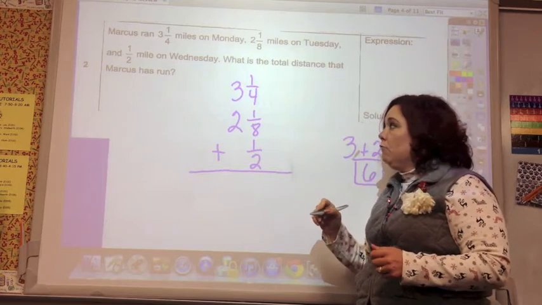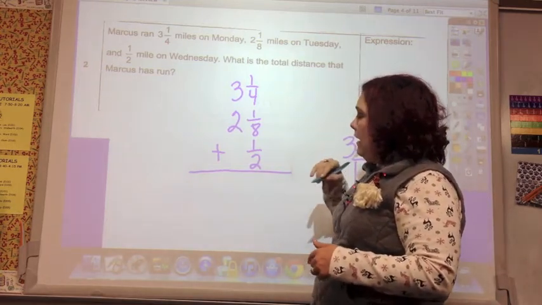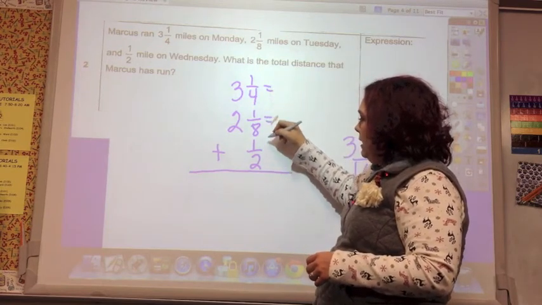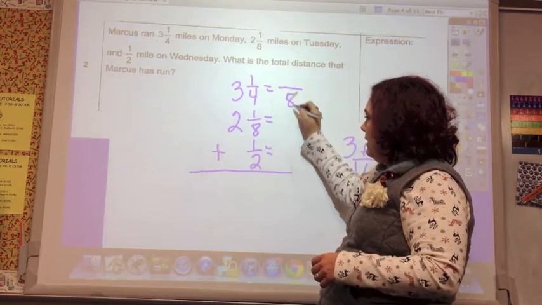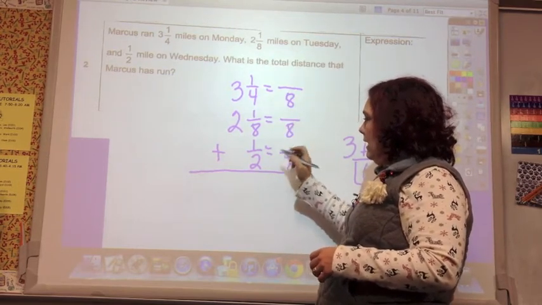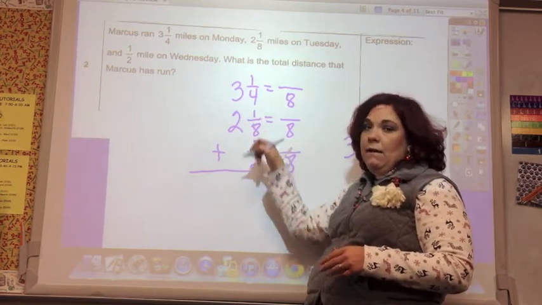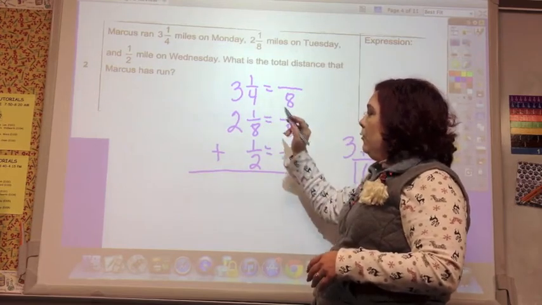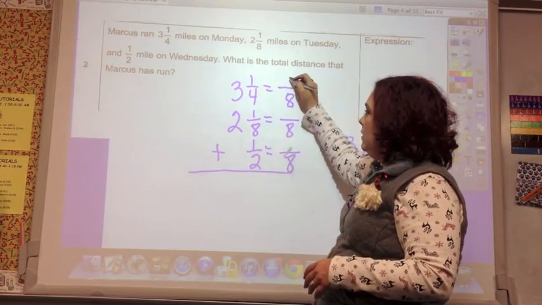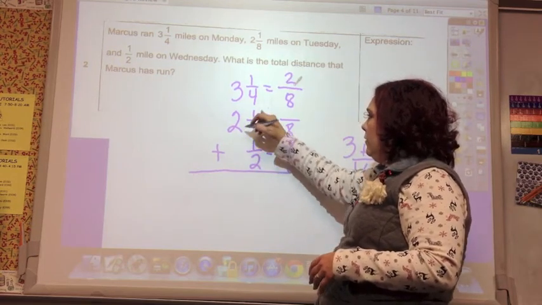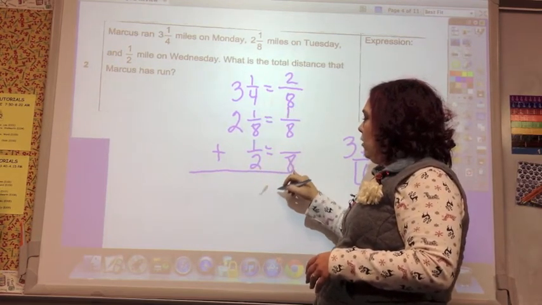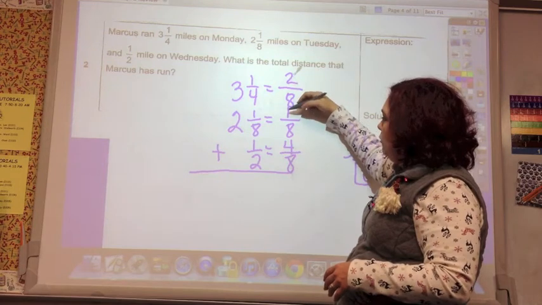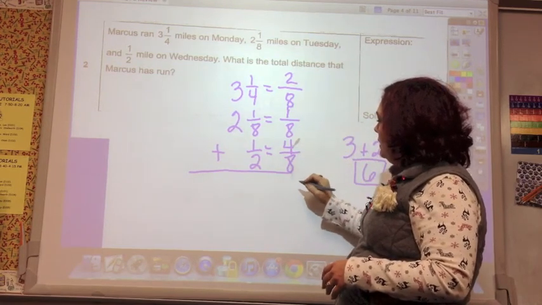Let's find out how far he really ran. So I've got to look at a least common denominator of 2, 8 and 4. And my LCM of 2, 8 and 4 is 8. It can't be less than any of the denominators I have. It has to be equal to or greater than. So now I'm going to make equivalents. 4 times 2 is 8. 1 times 2 is 2. 8 times 1 is 8. 1 times 1 is 1. 2 times 4 is 8. 1 times 4 is 4. And now I'm going to add my numerators. 2 plus 1 plus 4 is 7.